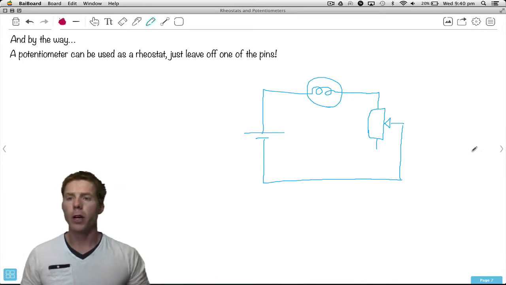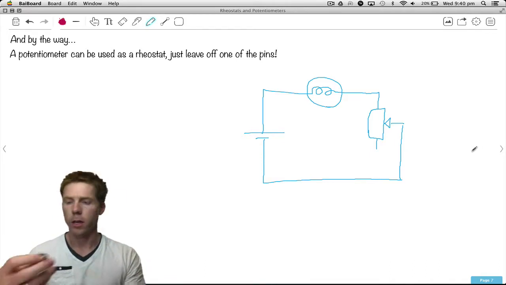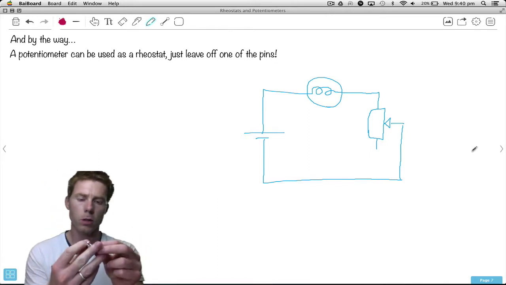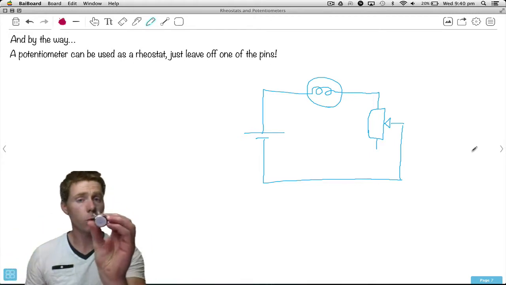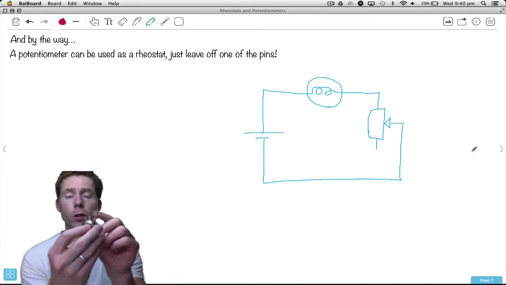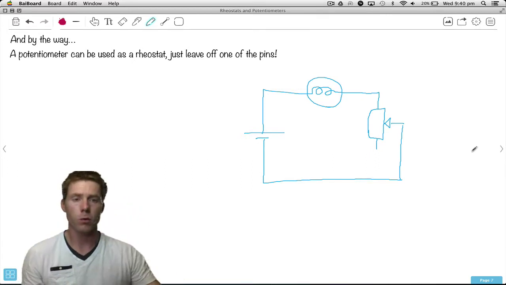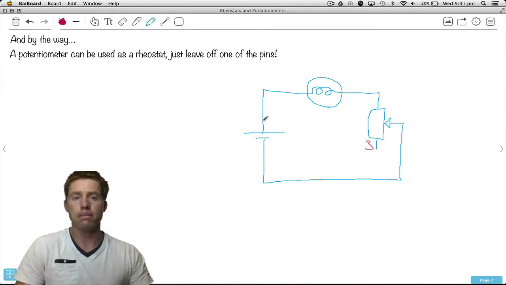And I've said here, by the way, a potentiometer can be used as a rheostat. Just leave off one of the pins. So here's my potentiometer. Here's a rheostat. In fact, this one here I've pulled apart to show you guys a bit later. So this one has 2 pins on it, rheostat. This one has 3, potentiometer. You can use a potentiometer as a rheostat, just disregard one of the pins, and it works. So there's my 3rd pin. However, we just leave it off, and you can see we just use the wiper arm pin and one of the other ones, and it works as a rheostat.